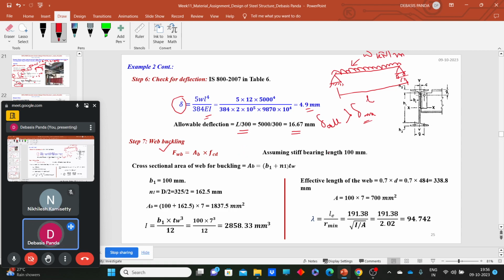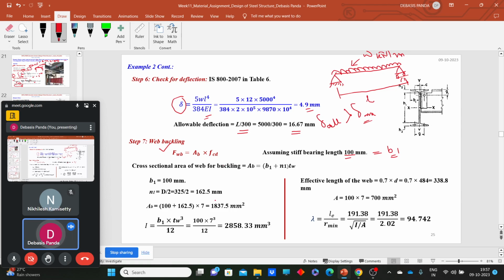Okay, so assuming that the bearing length is 100 mm, that means B1 equals 100 mm. Bearing length is important. If it is not provided, assume 100 or more. So here the B1 value is given.